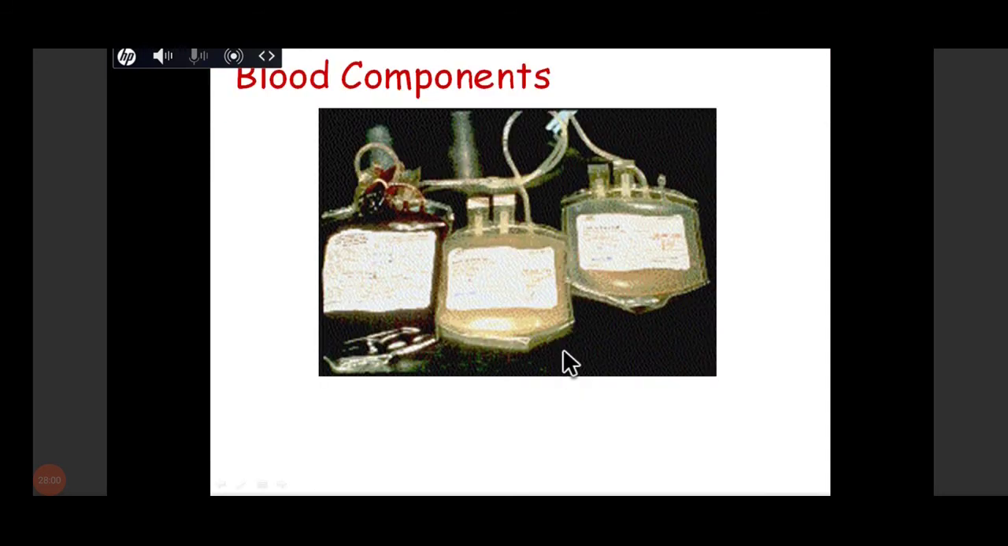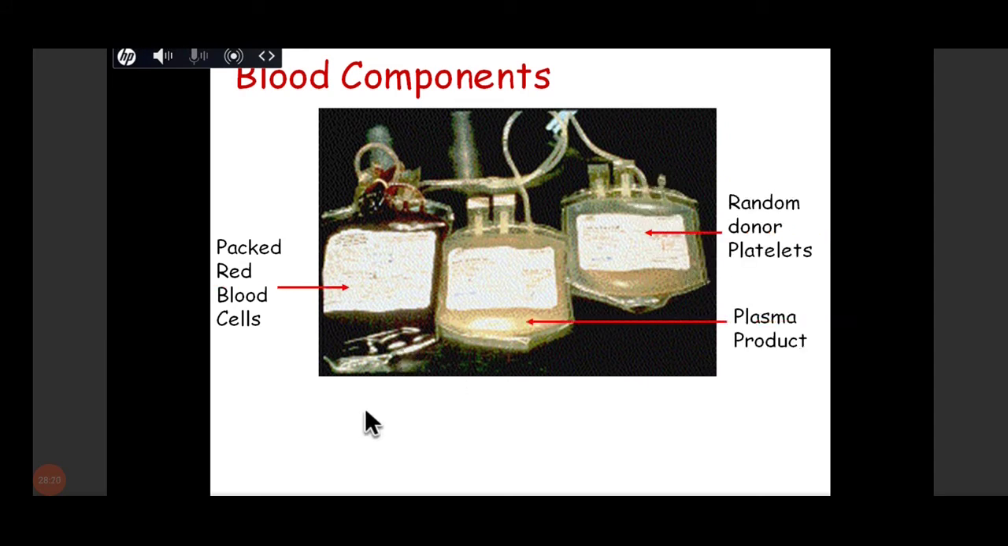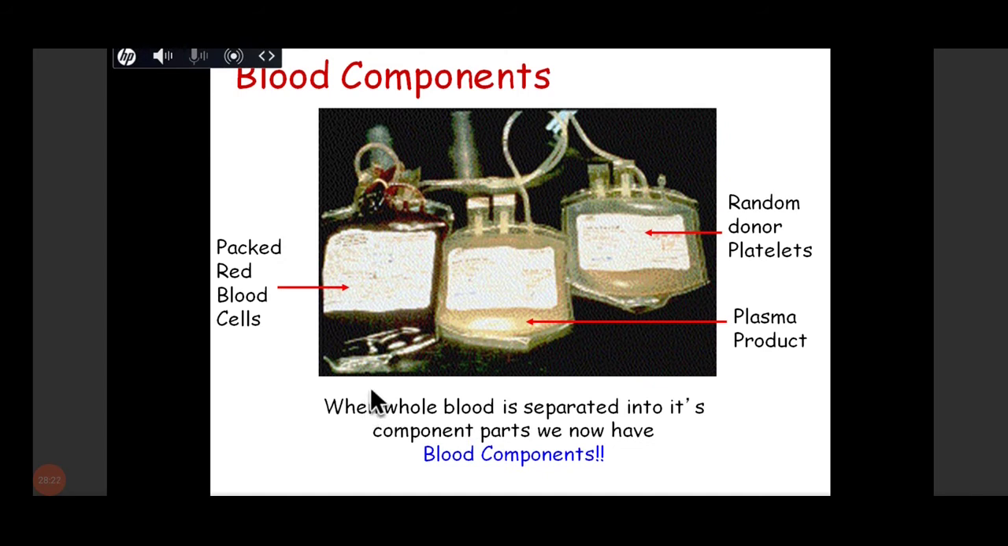This is another depiction. I won't go much into this. This is what I was telling you about. We have the packed red cells and we have the platelets and the plasma. If any other bag is there, you have the cryoprecipitate. These are the packed red cells. These are the platelets and the plasma.